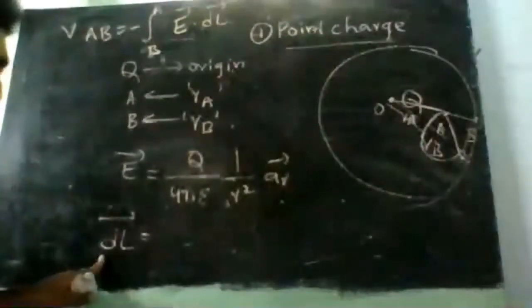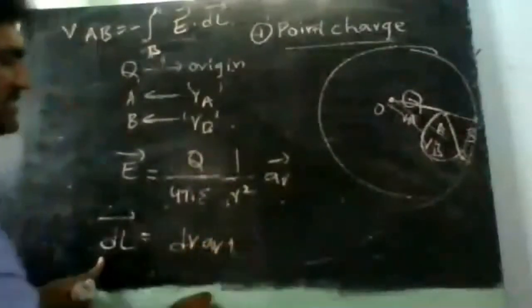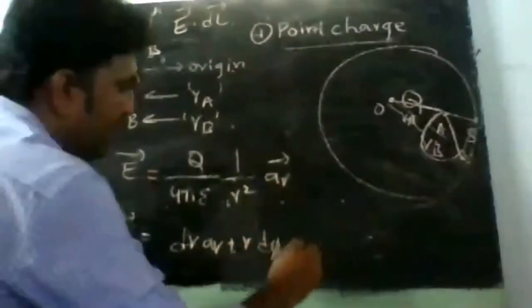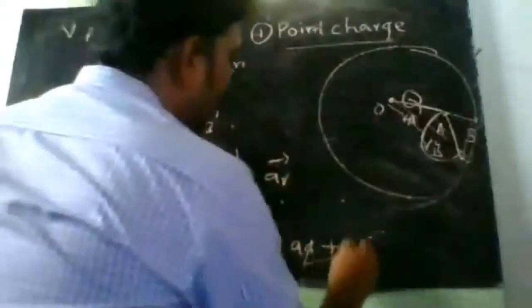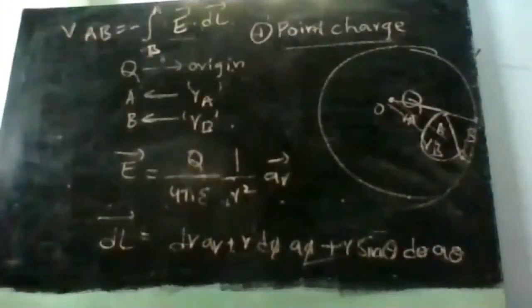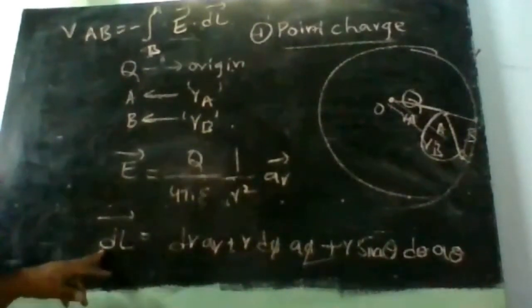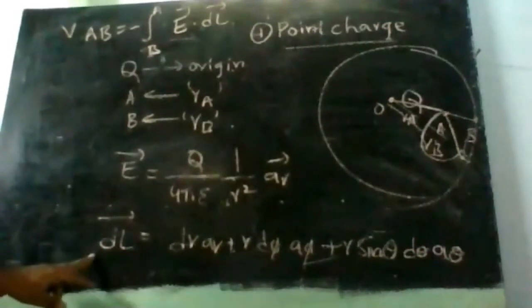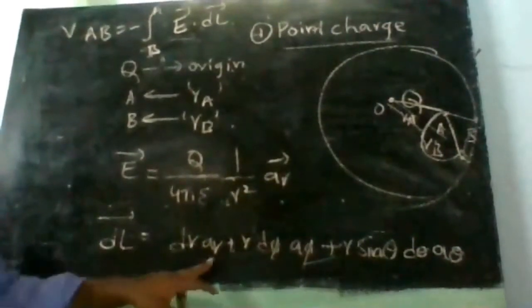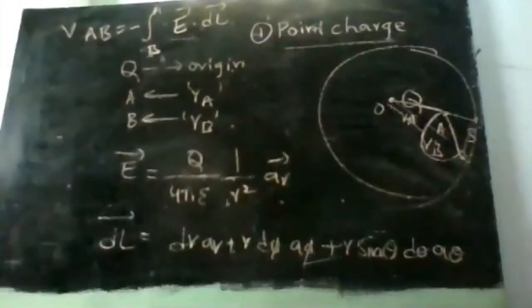So DL bar can be written as dr AR plus R d phi A phi plus R sin theta d theta A theta. This is the expression for DL bar in the spherical coordinate system. In the spherical coordinate system, the expression for differential length DL bar is equal to dr AR plus R d phi A phi plus R sin theta d theta A theta.